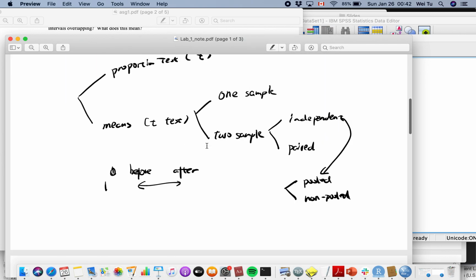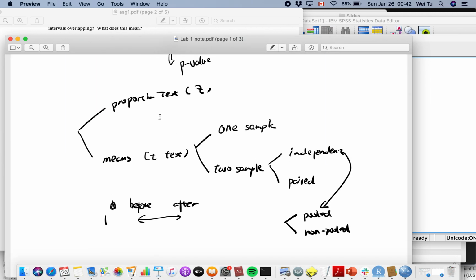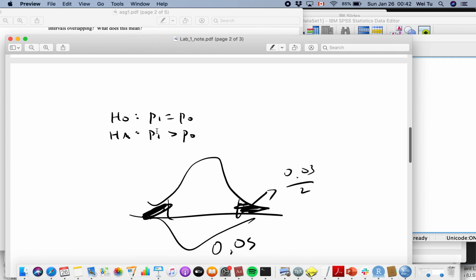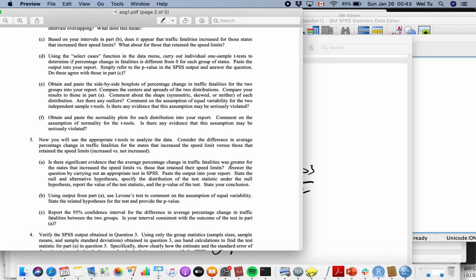Here we'll have to decide which test to do. Because we're comparing means with 2 samples, and because the yes states and no states are independent samples, we're doing an independent sample t-test. The null hypothesis says that the percentage change is the same for these 2 groups, and the alternative says that the yes states is greater. So the keyword here is greater. That's why we picked a one-sided test. Okay, now let's do the test.